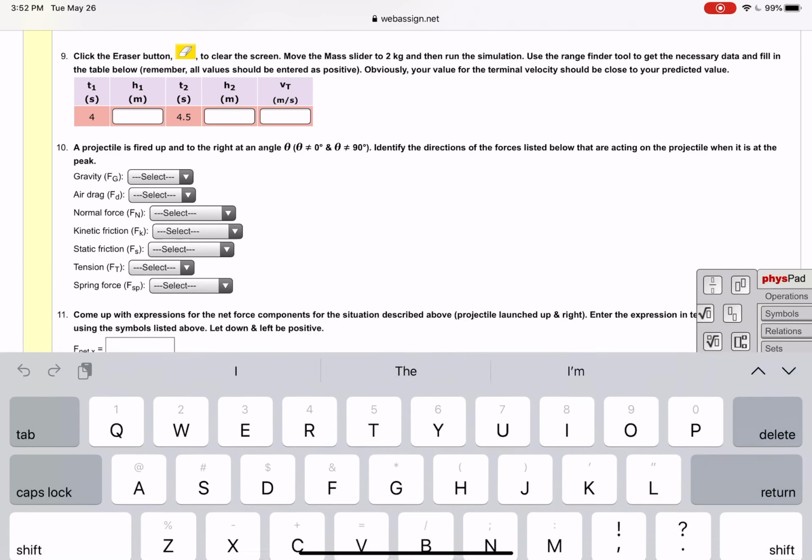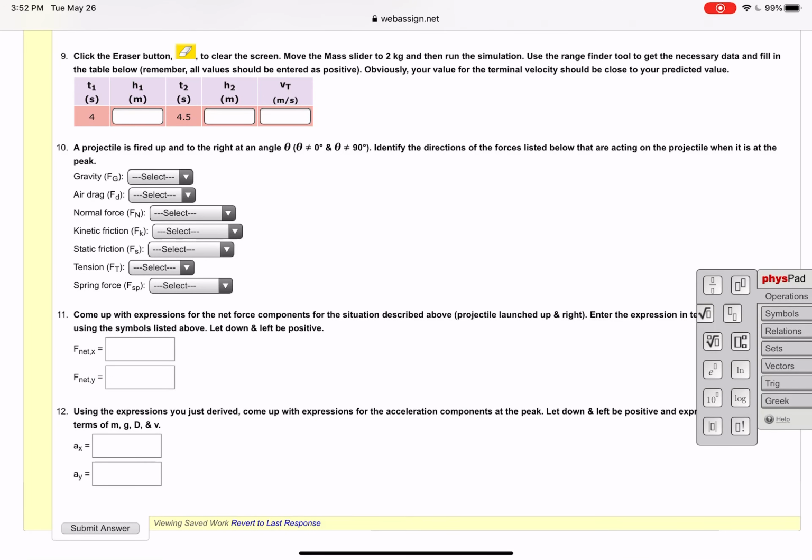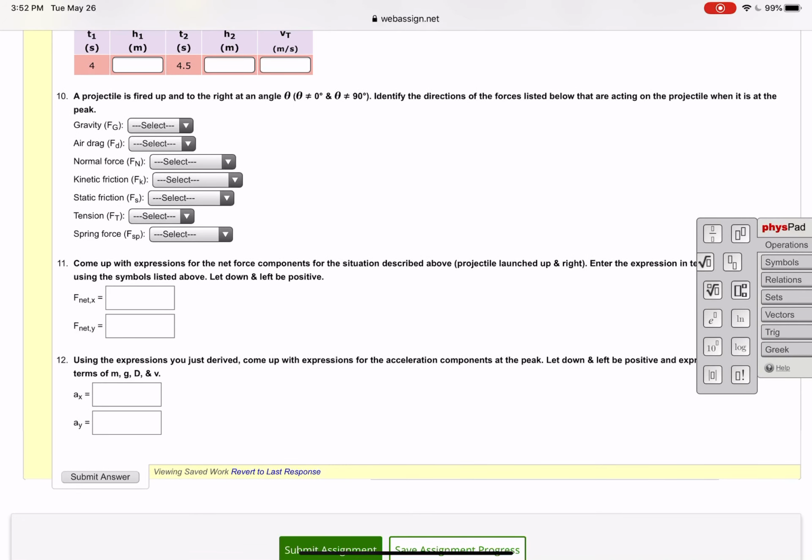And again, this is using the symbolic, so the phys pad is going to be used again here. Then you're going to solve for the x acceleration using the formulas you came up with in 11. You'll use those to solve for the x and y accelerations. You can see it says your answer should be in terms of m, g, capital D, and v. Those should be the only letters in there. You might have some numbers, but you won't have any other letters. Obviously, if you have any questions, don't hesitate to contact me, but I do hope this clears things up.